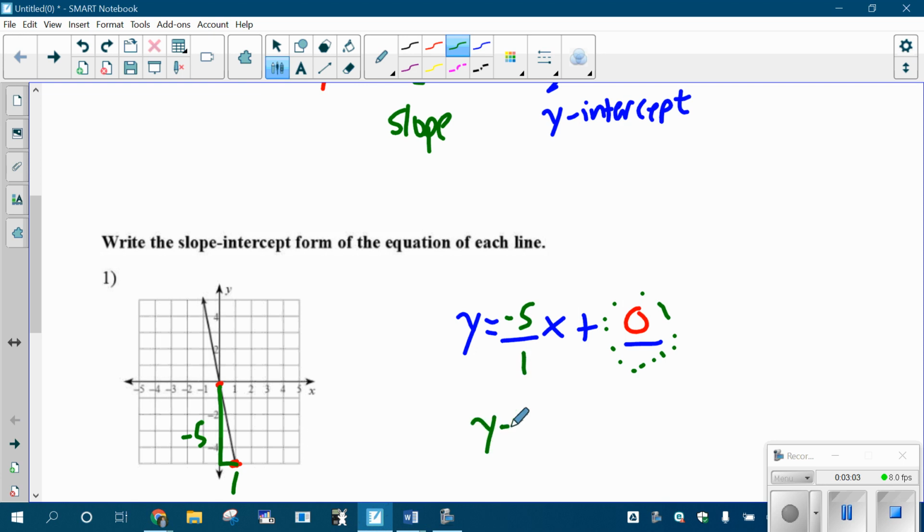Your slope's always a fraction, but sometimes you'll see it simplified. What's -5 divided by 1? -5. So you might see the equation of this line written like that in slope-intercept form.